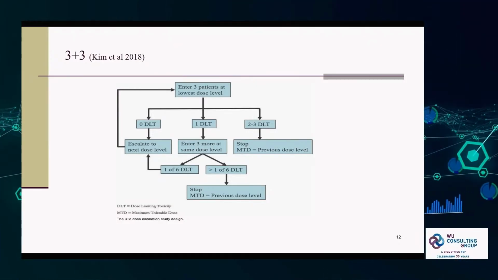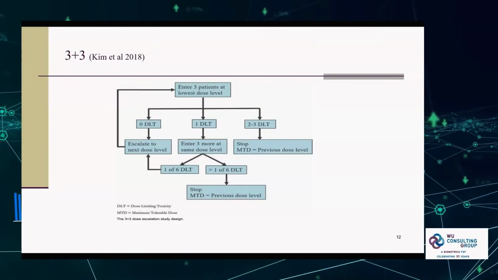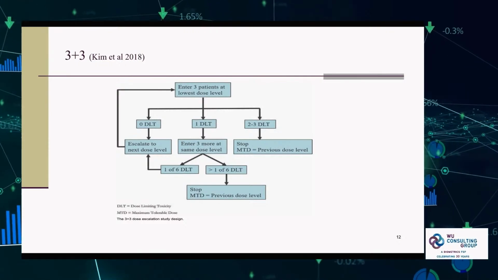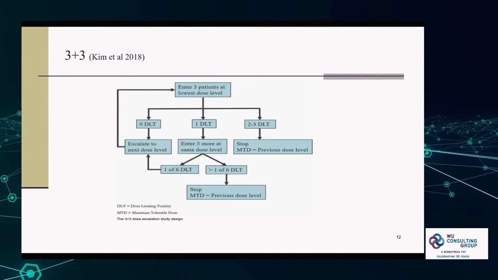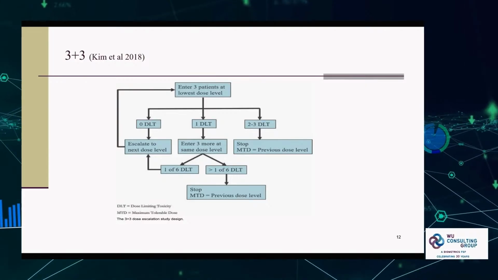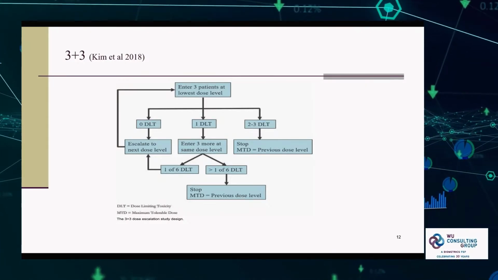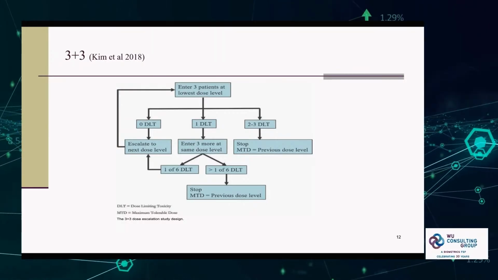But if you have 1 DLT observed, then you would enter 3 more and observe if they're totally 1 out of 6, or more than 1 out of 6 DLTs, to decide whether you stop the trial or continue the trial. So this is very easy to implement, and it's very popular among oncologists. They do not have to come back each time to ask a statistician, should I do dose escalation? They can do it themselves.